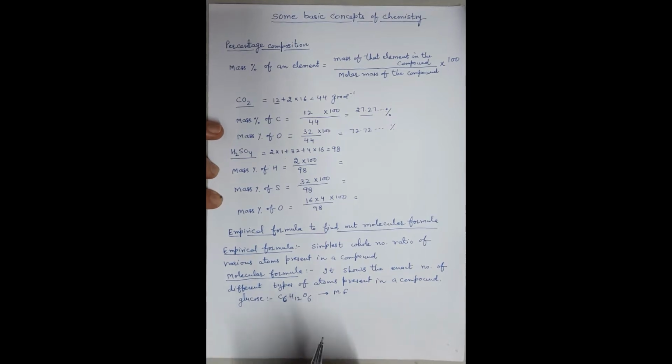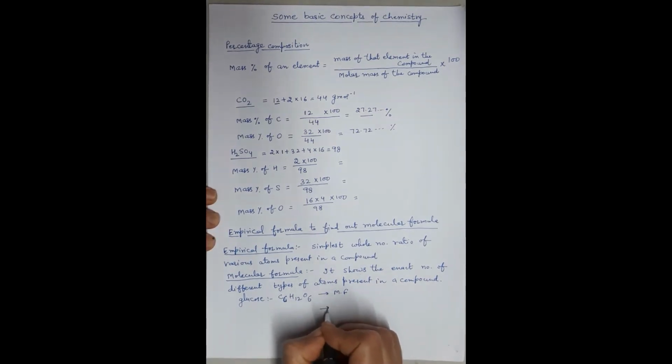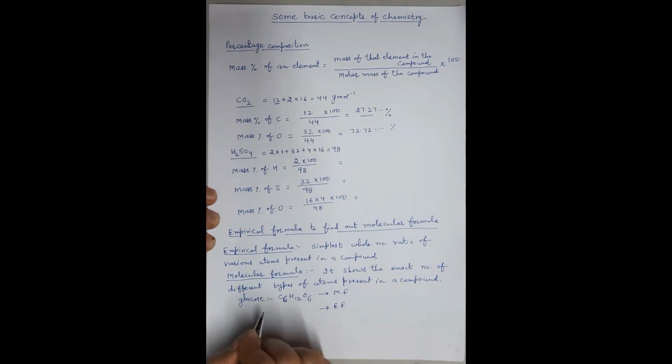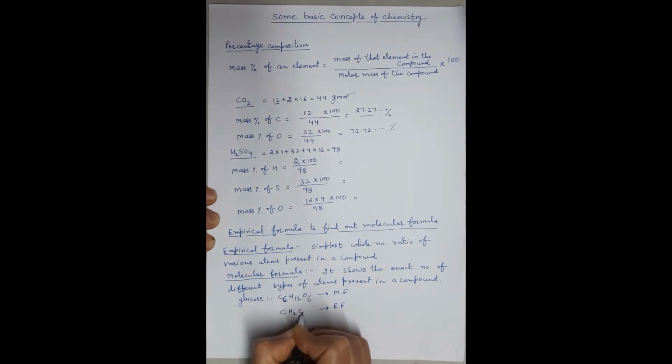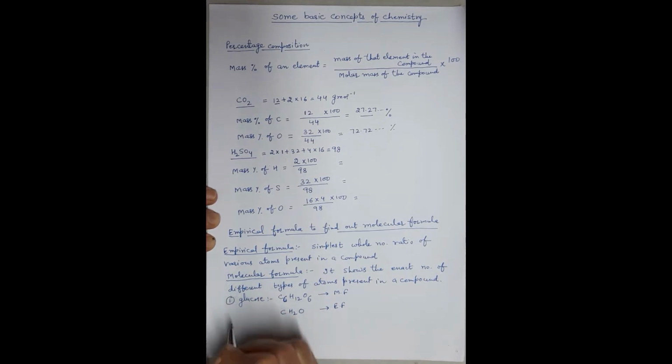What is its empirical formula? Empirical formula is the whole number ratio. So what is the ratio? If you divide this by 6, it comes out to be CH2O. So the simplest whole number ratio in which carbon, hydrogen and oxygen are present is 1:2:1. This is called the empirical formula. I'll take another example. You know hydrogen peroxide.